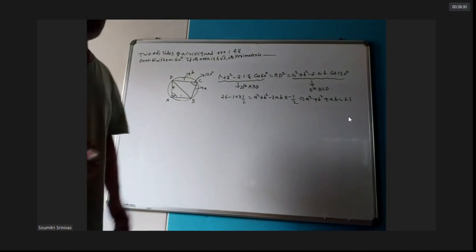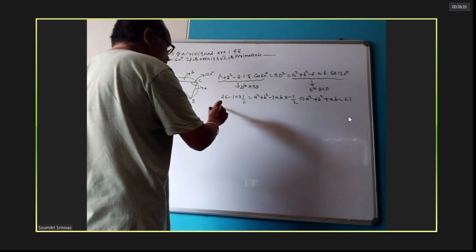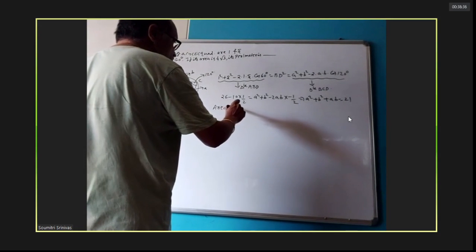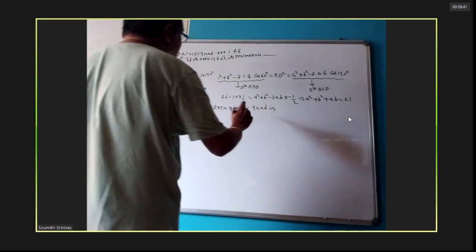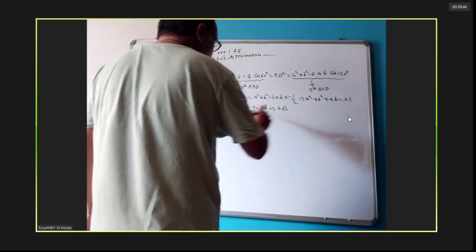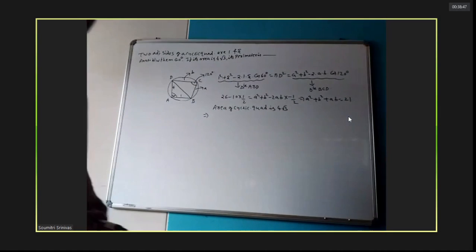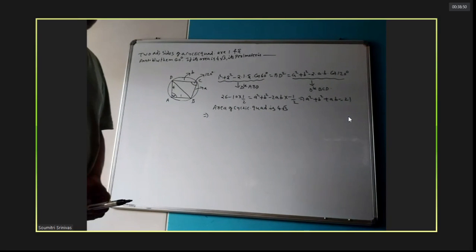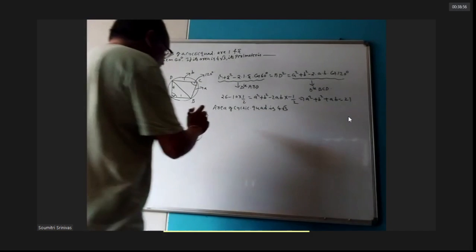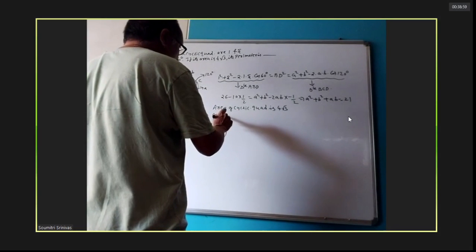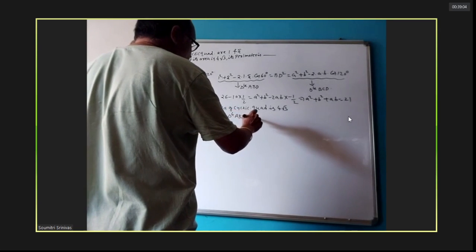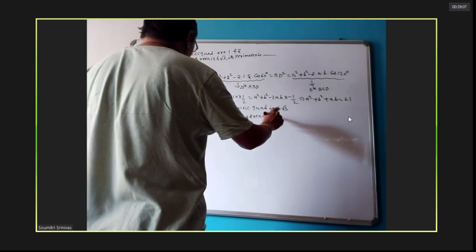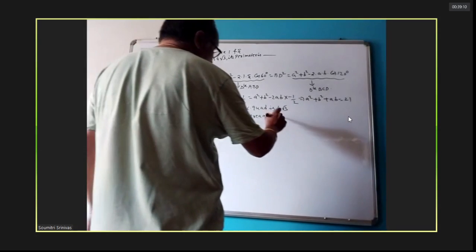Yes, sir. What's the area of the quadrilateral? What do you mean by area of cyclic quadrilateral? Area of the two triangles. Shabash. Area of triangle ABD plus area of triangle DCB.